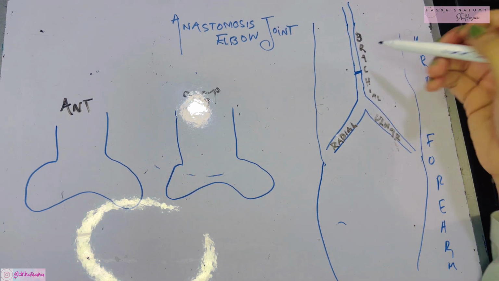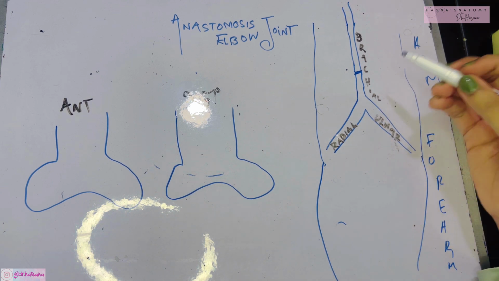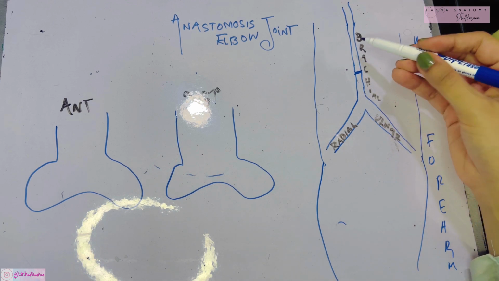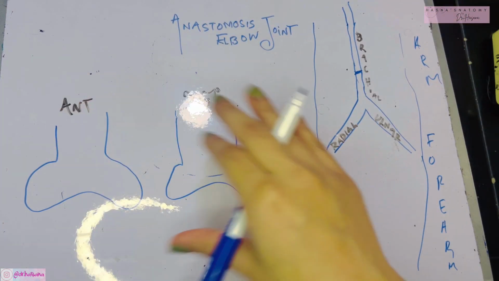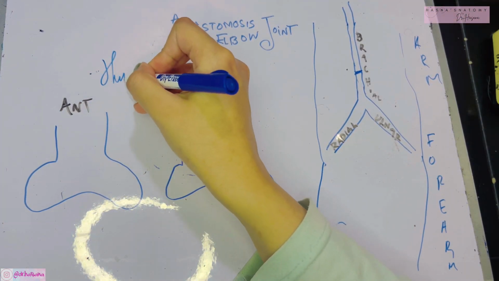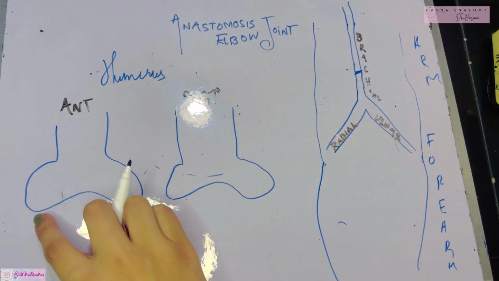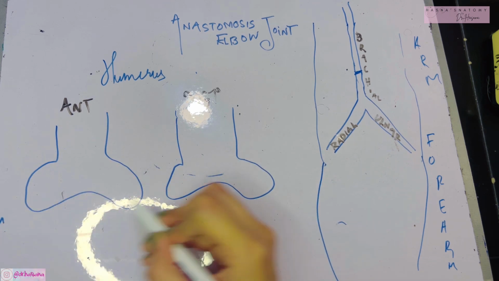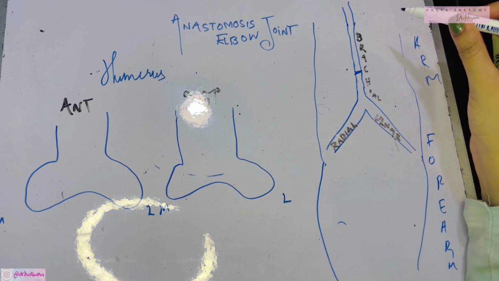Which branches of the brachial artery are anastomosing with which branches of the radial and ulnar arteries? The branches are going to form that connection that is required in case there is a blockage of the pathway. First, we'll talk about the branches, and then we'll add the branches to the condyles of the humerus. So this is the humerus. This anastomosis occurs around the condyles of the humerus, anteriorly and posteriorly, on the medial and lateral condyles. I just want you to remember these branches first.